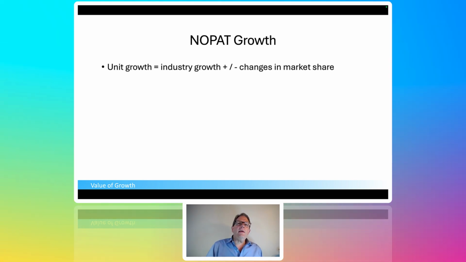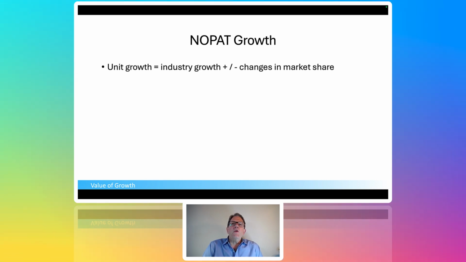Now, NOPAT growth, you have to start at the top line. You have to talk about revenues. So for NOPAT growth, we're going to start at the revenue line. Revenue is obviously a function of units and price. Historically, we could ignore changes in price in this equation because we had very little inflation. That's changed in the past couple of years. I'll talk about that in a minute.